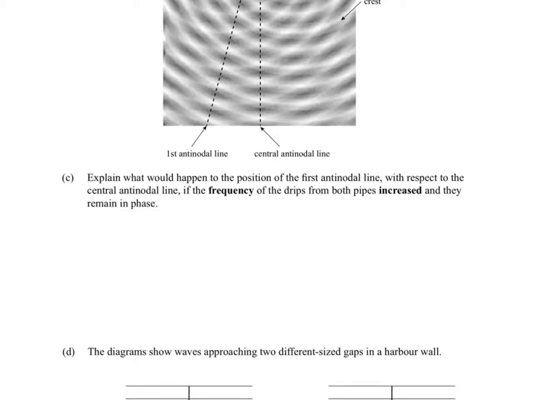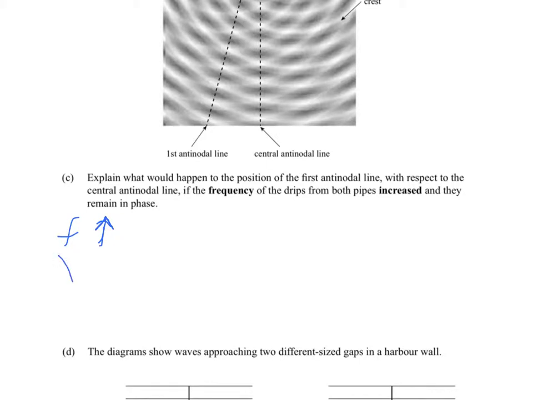C, explain what would happen to the position of the first antinodal line with respect to the central antinodal line if the frequency of the drips increased and if they remain in phase. So let's see, they're remaining in phase, so that's not going to be a problem. That's just maintaining the conditions for interference. So frequency has increased. So this is an example where the frequency changes. It's not the same wave that you had initially. You're creating a completely new wave, so that's why the frequency can change.